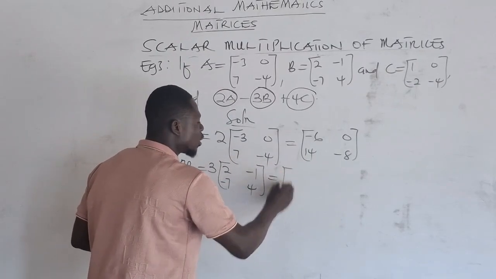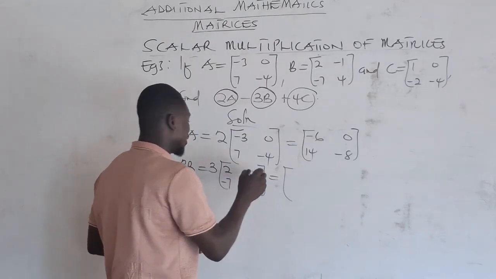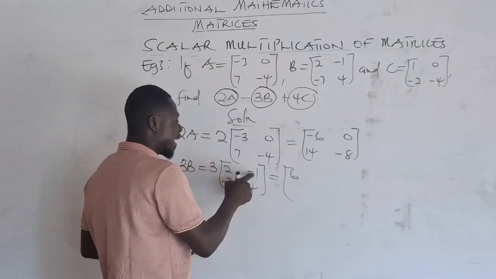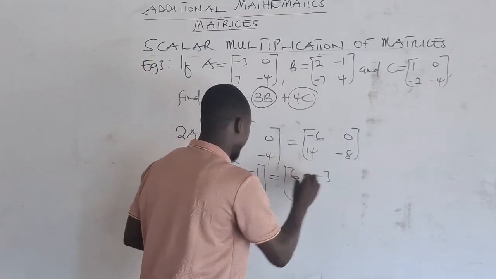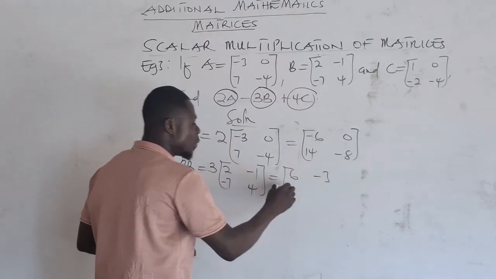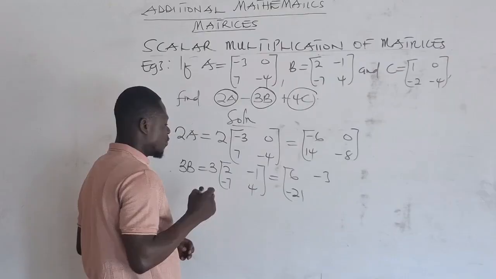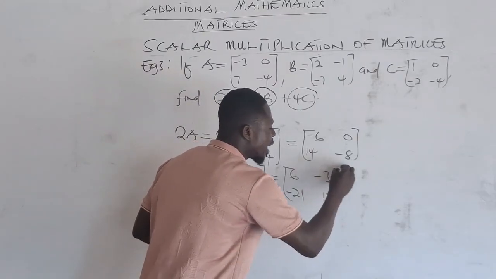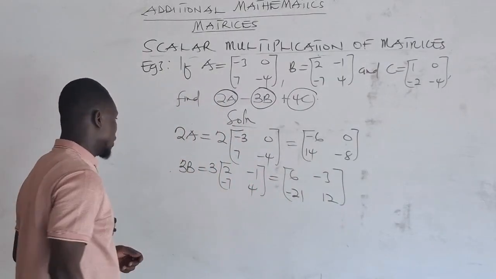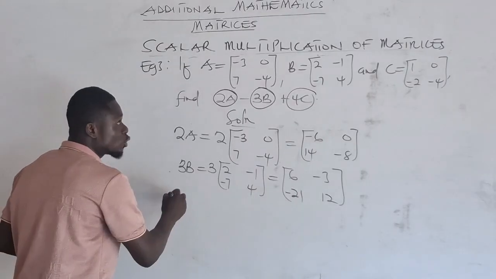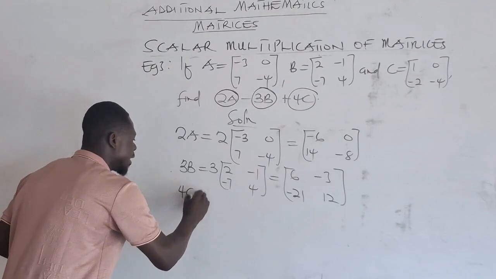So this will be equal to this by this. 2 by 3 will be 6. 3 by negative 1 will be negative 3. 3 by negative 7 will be negative 21. And then 3 by 4 will be 12. So we have obtained 3b.